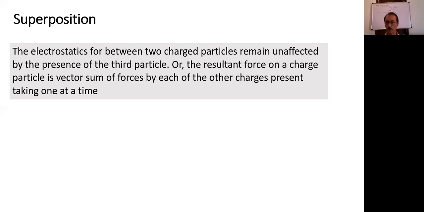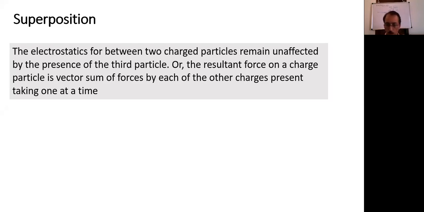What is the use of the superposition principle? Suppose three charges are present, A, B, and C. How would you calculate the force on charged particle A? How would I calculate it using the principle of superposition?